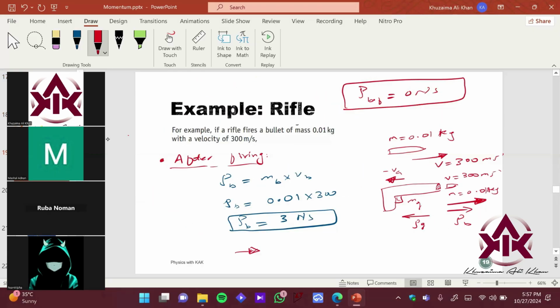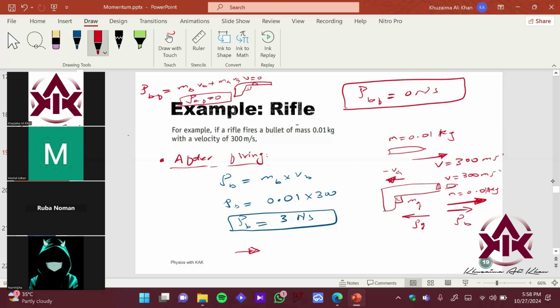Let's say before firing, this was the case over here. So this is your gun, and the bullet is also here, inside the gun. So they both are at a velocity of 0, right? If you apply the formula of momentum before firing, that is mass of bullet times velocity of bullet plus mass of gun times velocity of gun, right? Both velocity of bullet and gun are 0. Therefore, the momentum before firing comes out to be 0, right?